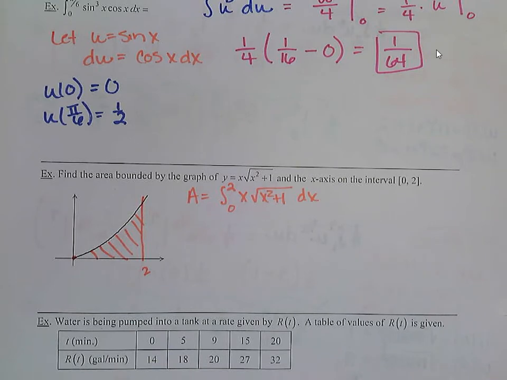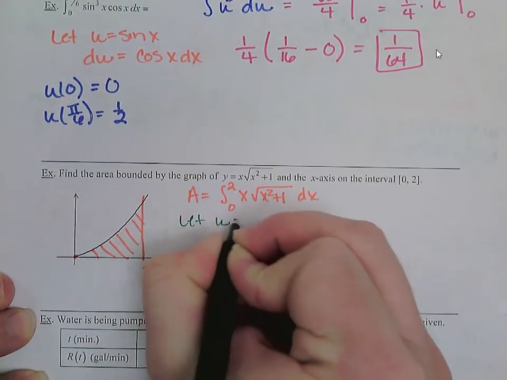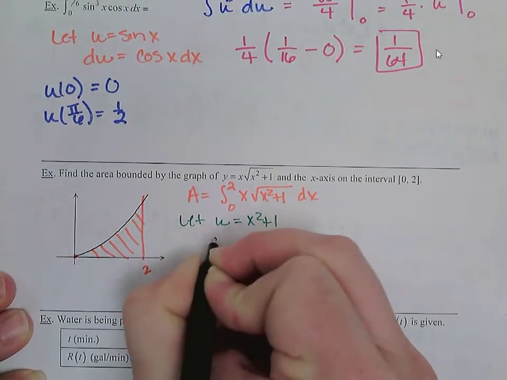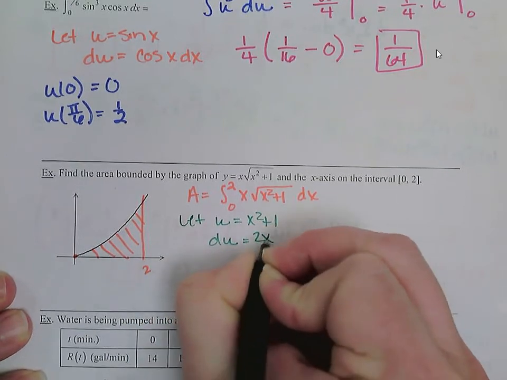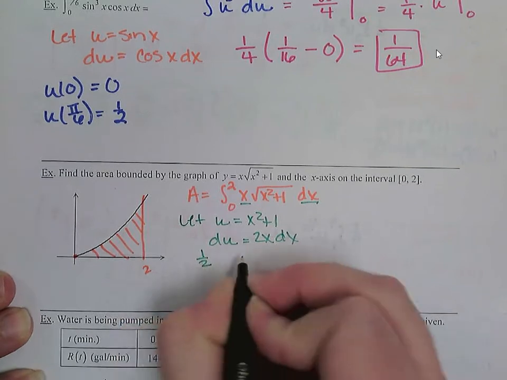So it looks like we're going to have to do a little U-substitution here. Let u equal x squared plus 1. Okay, so then du is 2x dx. We need the x, we need the dx. We don't need the 2, so we'll move it.